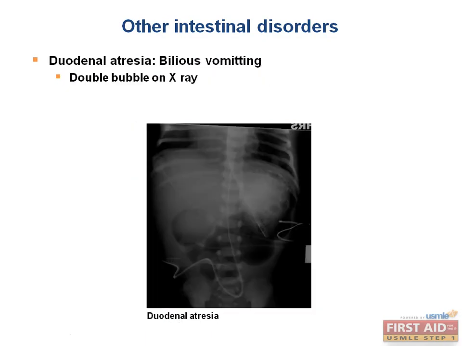Duodenal atresia is another disorder associated with Down syndrome. This causes early bilious vomiting with proximal stomach distension due to failure of a recanalization of the small bowel. There is a double bubble sign on X-ray, which you can see here.